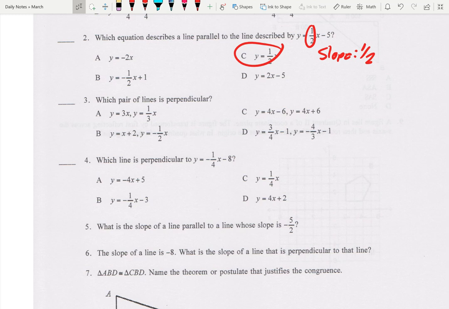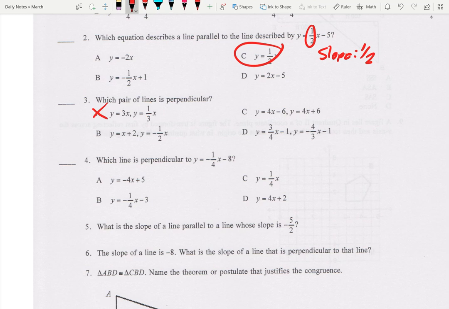Number 3, which pair of lines is perpendicular? So perpendicular means opposite reciprocal slopes. So this line has a slope of 3, and its partner has a slope of 1/3. Now, these are not opposite reciprocals, so that's not the answer. Opposite reciprocals is similar to this, but one of them has to be negative, remember, for it to be opposite reciprocal. So if it was -1/3 and a +3, that would be good, or if it was a -3 and a +1/3, that would be good. But they can't both be positive. So one's got to be positive, one's got to be negative.